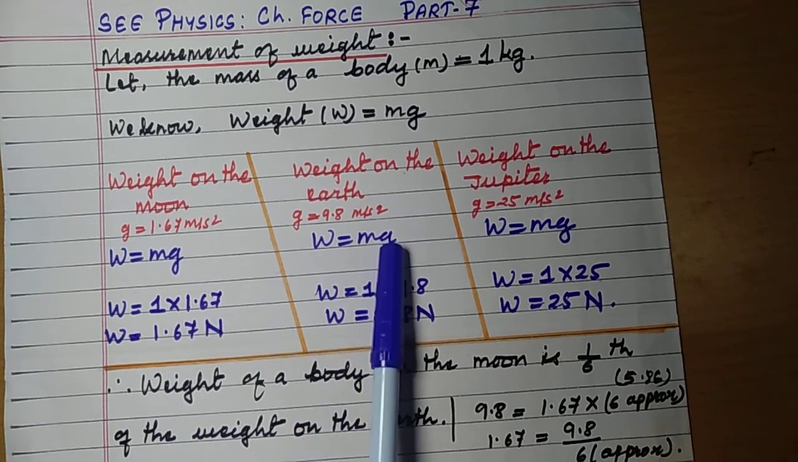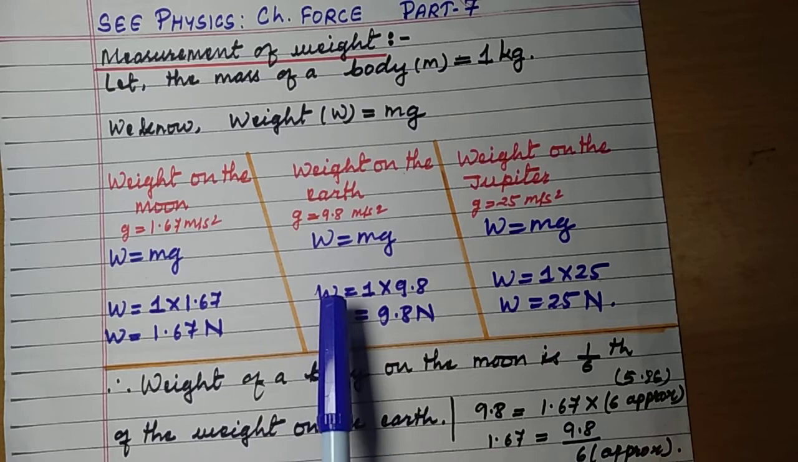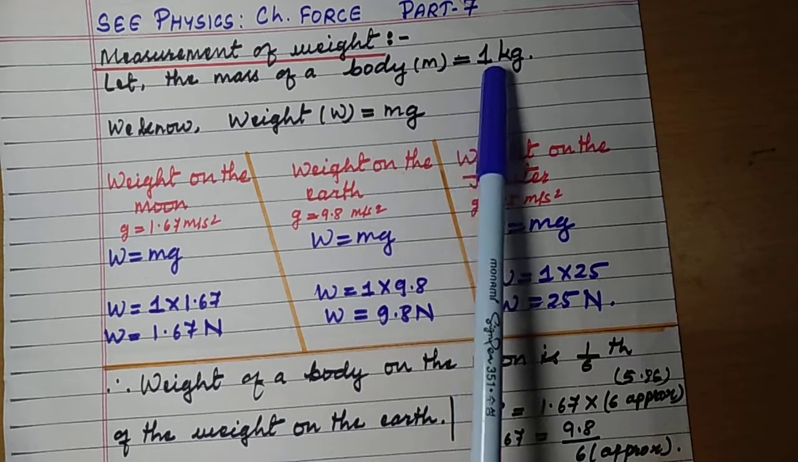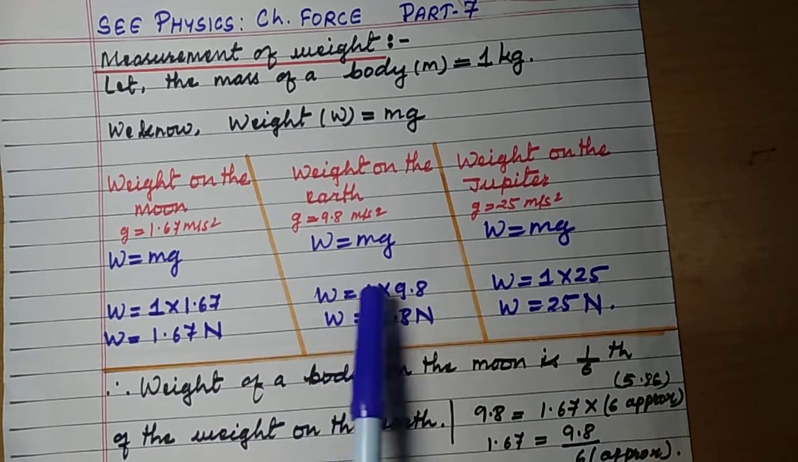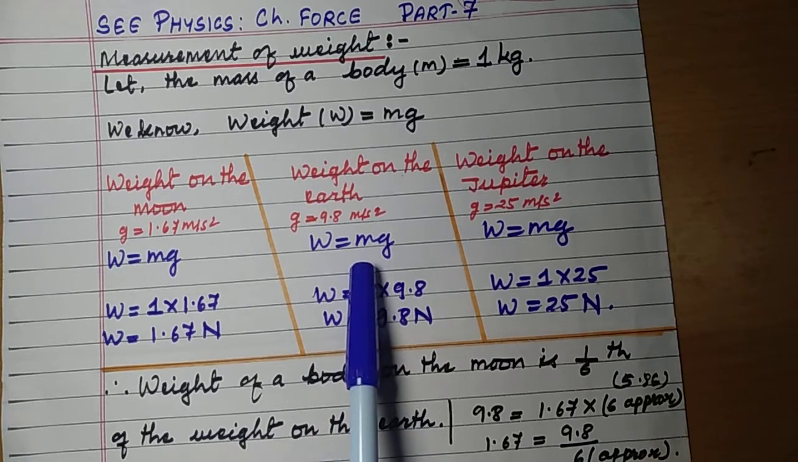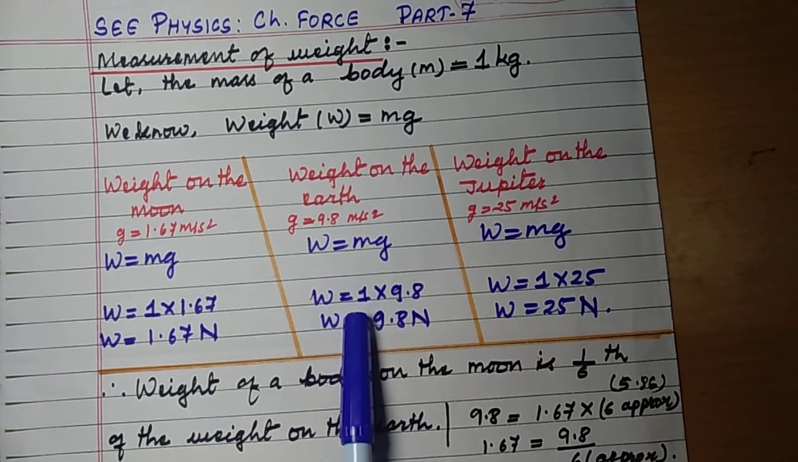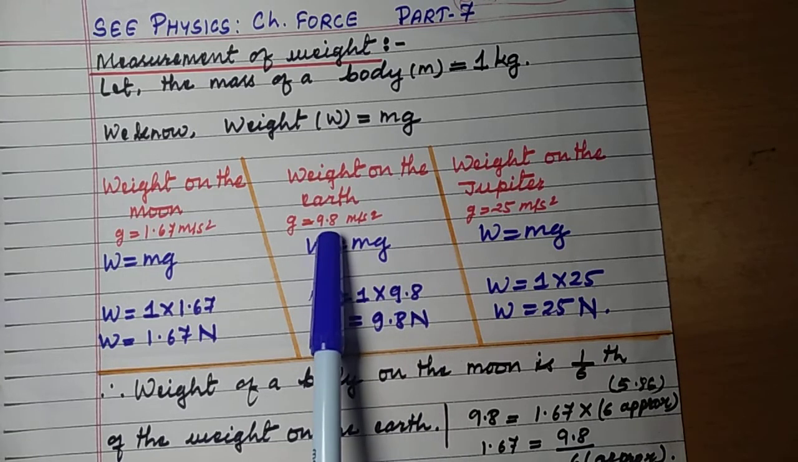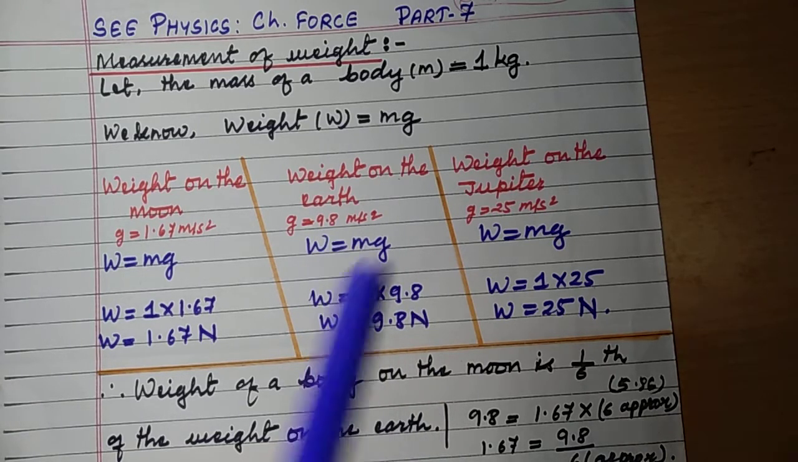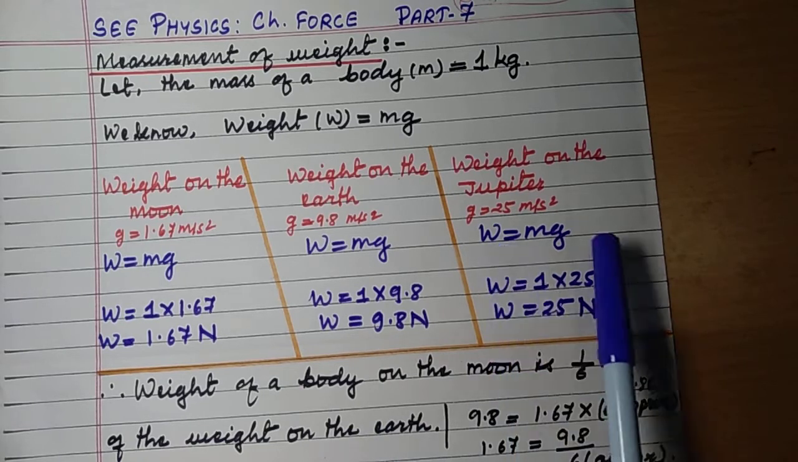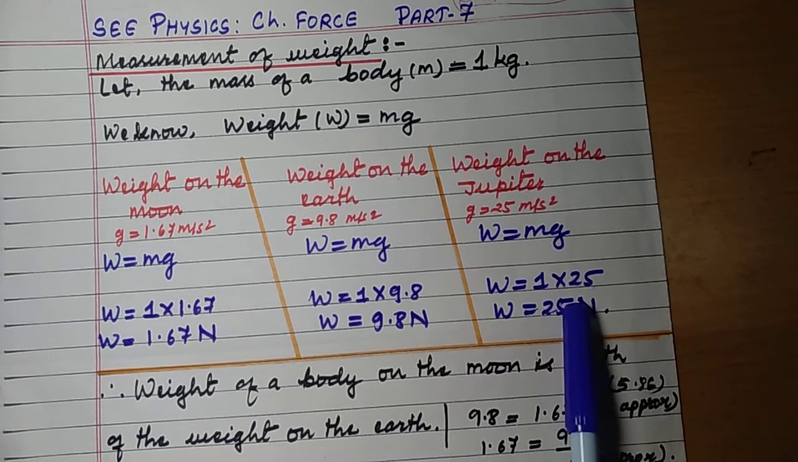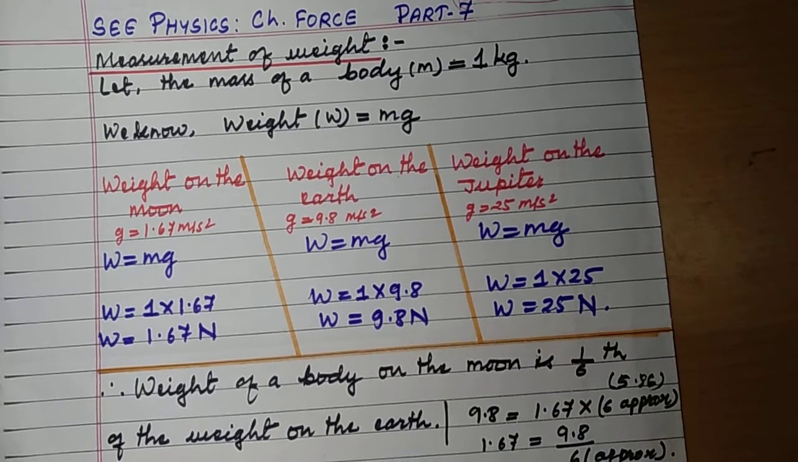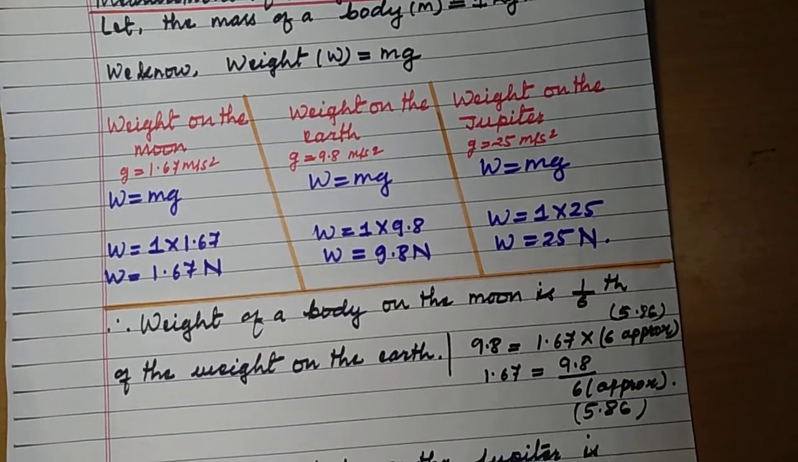Now on the earth, W equal to mg, and m is equal to 1 kg, the same as here, because we are going to calculate the weight of the same body on the moon, on the earth and on the Jupiter. So mass remains the same, it is always the same. So mass is 1 kg here also, but g is different on the earth, that is 9.8 meter per second square. Now on the Jupiter, W equal to mg, m is equal to 1 kg. Again it is the same body, 1 kg, because mass does not change, and g is equal to 25 on the Jupiter.